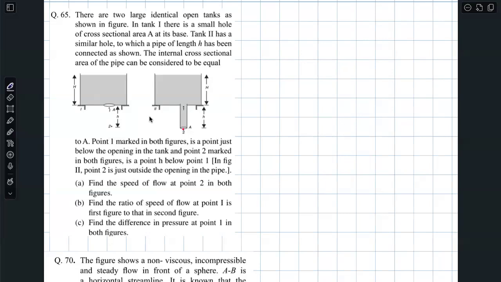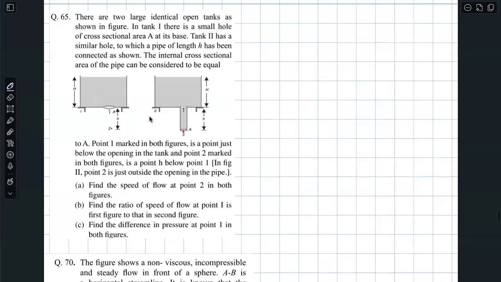Okay, right? First question, solve it. Find the speed of flow at point 2 in both the figures. Please try to understand, when you are doing this problem, we will call this case 1 and we will call this case 2.